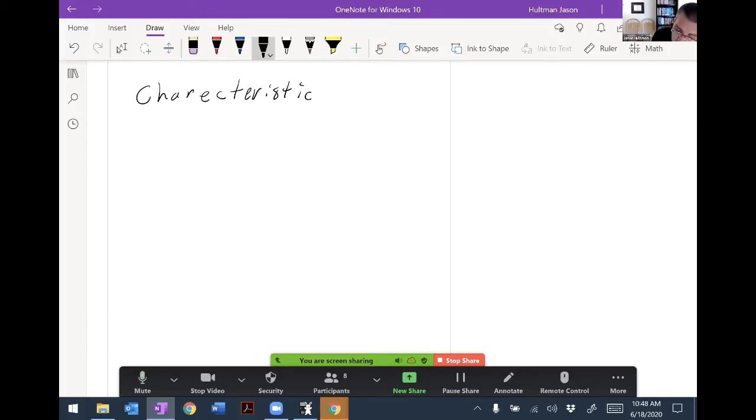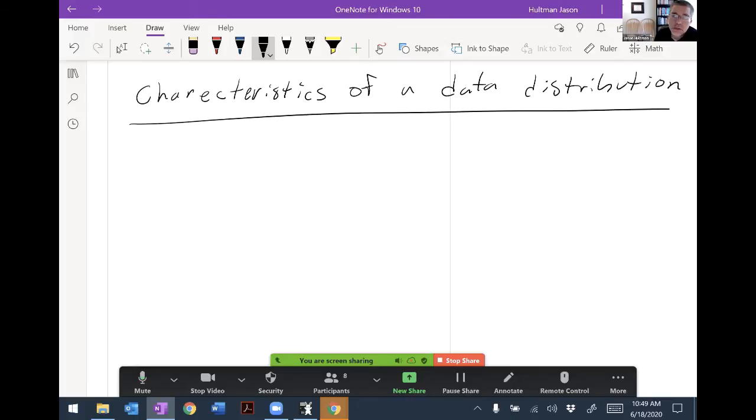Okay, characteristics of a data distribution. For a data distribution, we have 3 characteristics. We have shape, we have center, and we have spread. Shape, center, and spread.